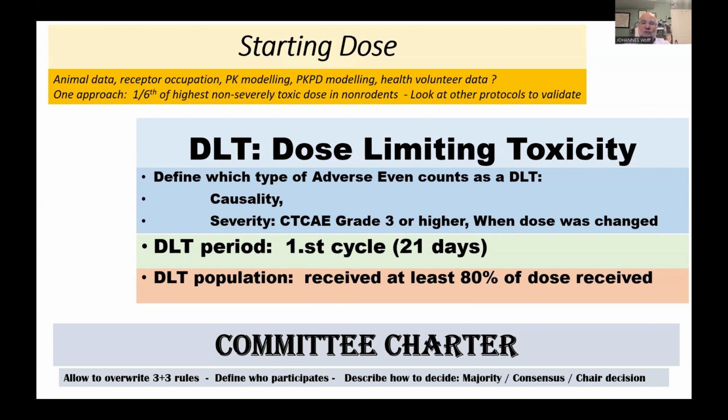All of those, or some of those, can be part of the committee, and it is important to define who should be there. Also important, and maybe the most important thing, is how is the decision made? This could be a quorum of, let's say, 75% of the participants have to be there, and then the majority of those makes the decision if the dose gets escalated, de-escalated, or if the dose stays where it is.